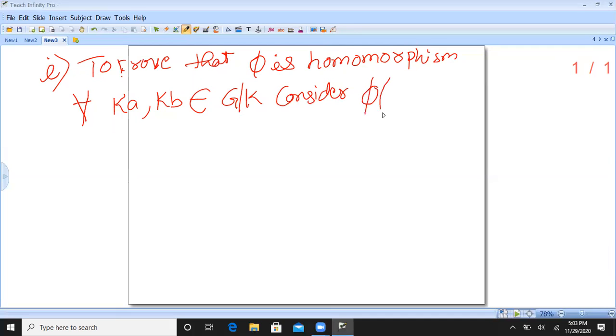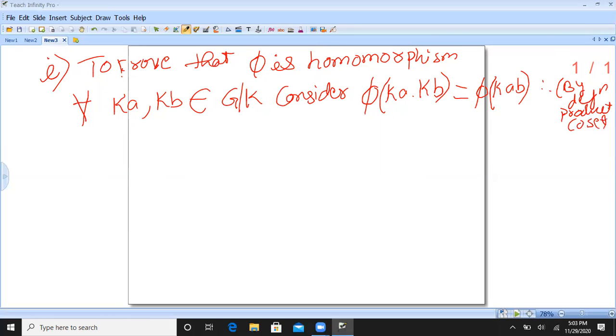phi of ka into kb is equal to phi of kab. By the definition of the product of cosets, you have studied the properties of cosets, this is the product of cosets.